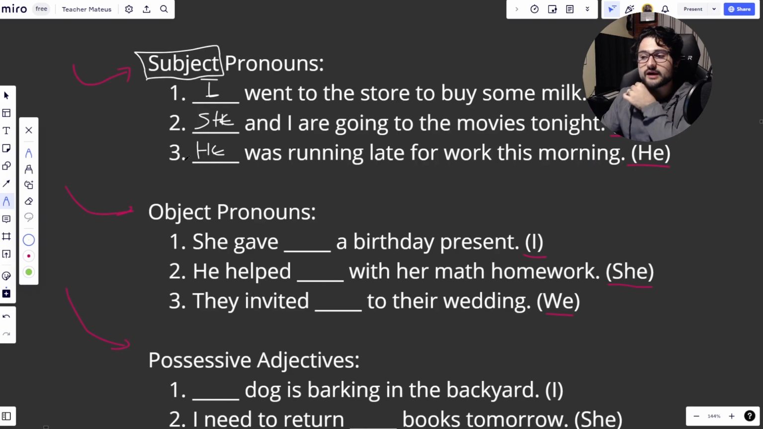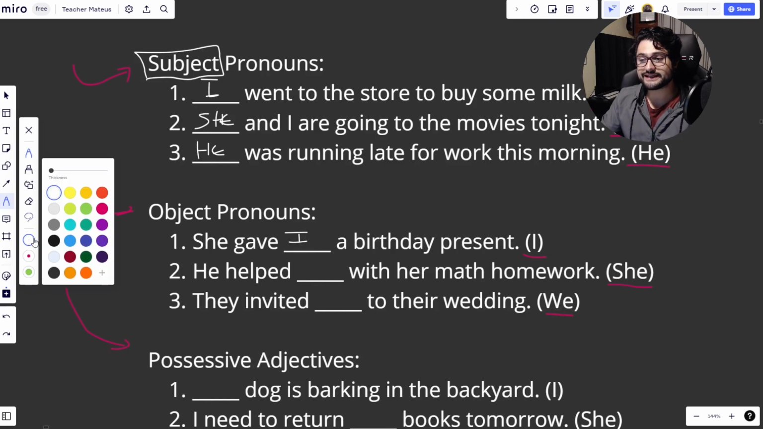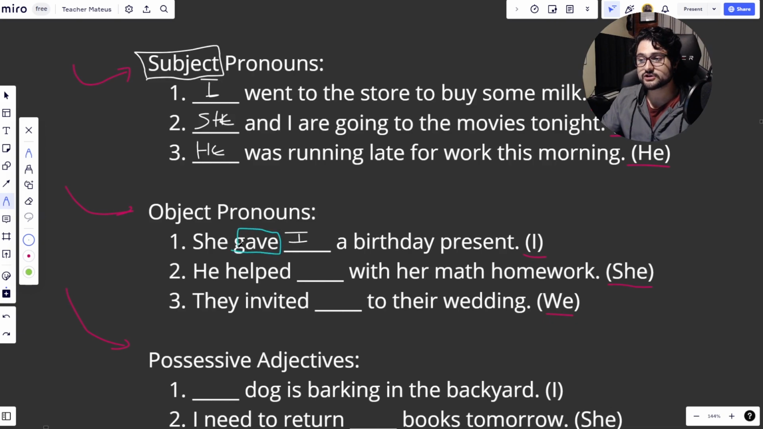Now let's see the object pronouns. She gave, and then we have I here. In this case, I will not use I because I have the verb gave here, right? So she gave me a birthday present. He, and then we have the verb helped. He helped her. He helped her with her math homework. Now, in this case, it is the possessive. And then they invited us to their wedding. They invited, the verb invited, us to their wedding.